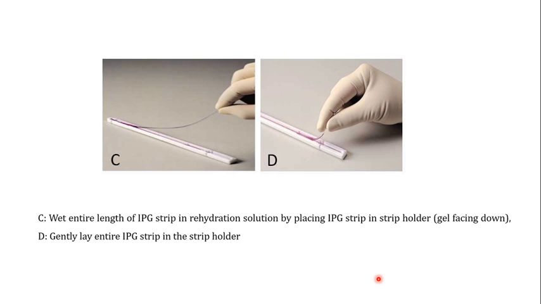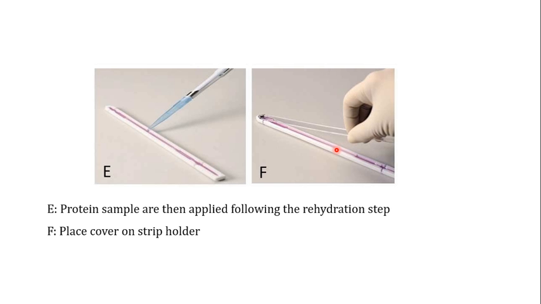So before using them, you have to apply the rehydration solution, which usually comes with the kit of the isoelectric focusing. The third thing is, you have this particular tray over here, and in this tray you have to wet the entire length of the IPG strip in the rehydration solution in the strip holder. But you have to make sure that the gel side is down and is actually interacting with the rehydration buffer. Then when you go for the rehydration, you have to gently lay the entire IPG strip in the strip holder so that the rehydration buffer uniformly interacts with the whole IPG strip.